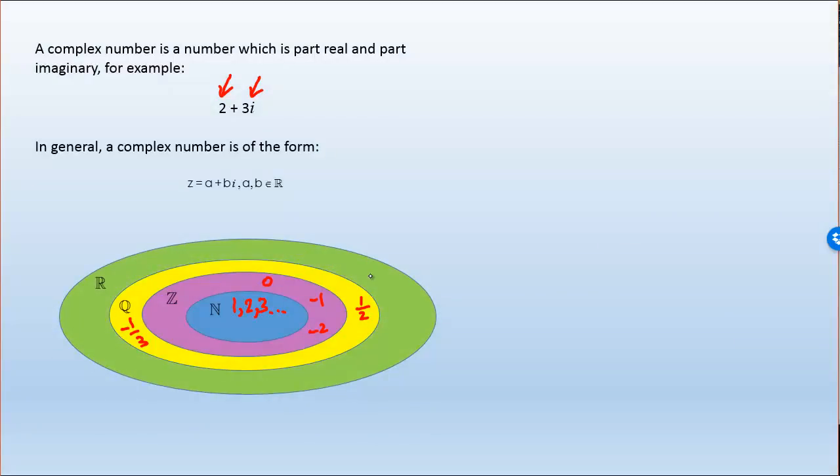Around that is the set of real numbers, and the set of real numbers includes obviously everything inside that, but also irrational numbers like the square root of 2 and pi. These numbers cannot be expressed as fractions. They have infinite decimal expansions with no recurrence. And then containing the reals is the set of complex numbers.